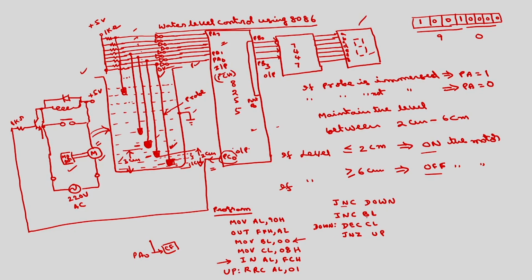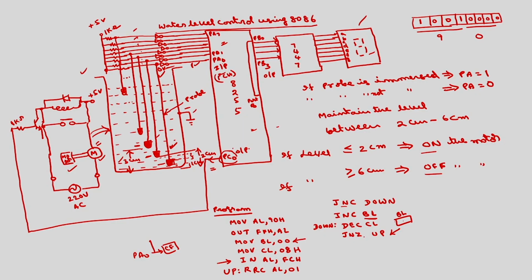While this is coming out of the loop, BL will be having the number of probes immersed into the water. So at the end of this loop, what will be the contents of BL? BL contains the number of probes immersed into the water. If only one probe is immersed, 1 centimeter, I am simplifying the logic. We can use other logic also for some complicated problems. 2 probes are inserted, 2 centimeters, 3 probes are inserted, 3 centimeters, and so on.